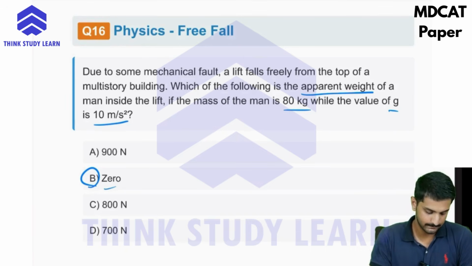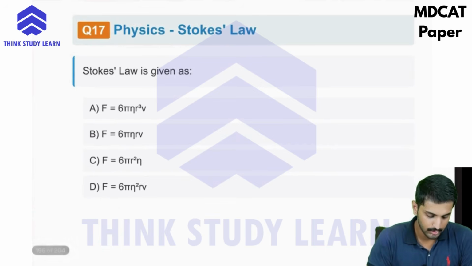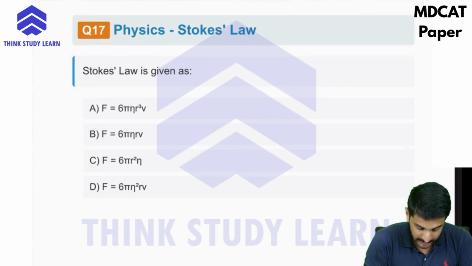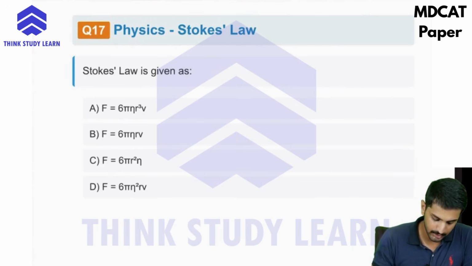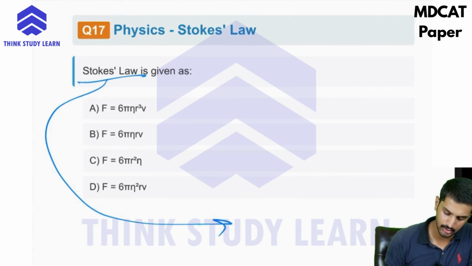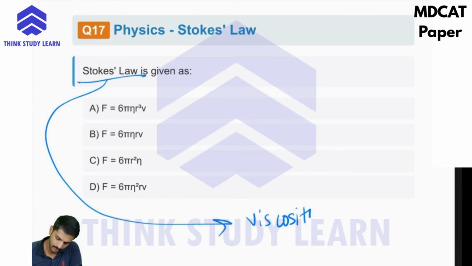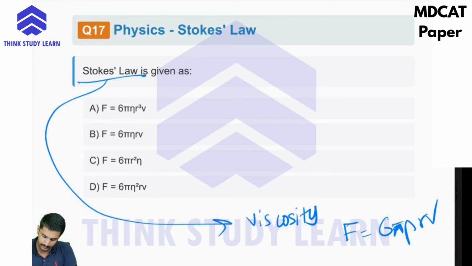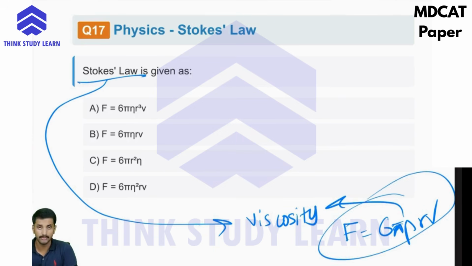Moving on to the next question. Question number 17. Stokes' law is given as. So basically, Stokes' law is about viscosity. It is a law which gives us an equation, F is equal to 6 pi n RV, in which n is the viscosity, R is the radius, V is the velocity, and 6 pi is a constant. This is the formula that you have to remember, and among the options it is in B. So B is the correct option. Moving on to the next question.